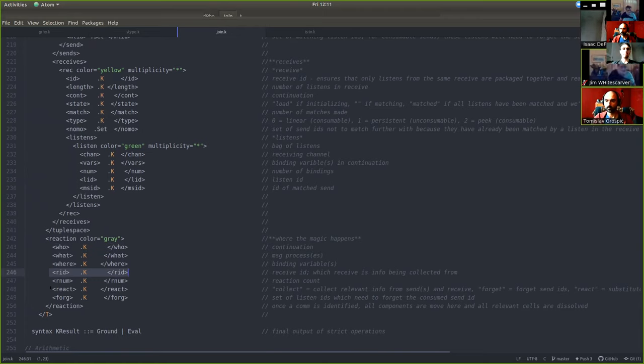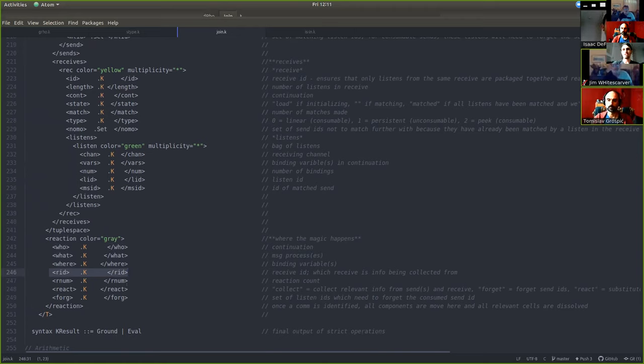I have an arbitrary number of listens, right? So there's kind of a collection phase for the reaction cell, which is basically taking all of those matched listens and sends in that receive cell and then piling them into this reaction cell. So that's what's happening during this collection phase. And then once I have all of the information where I need it to be and where I can do the substitutions, now it's a question of, was the receive persistent or was it consumable?